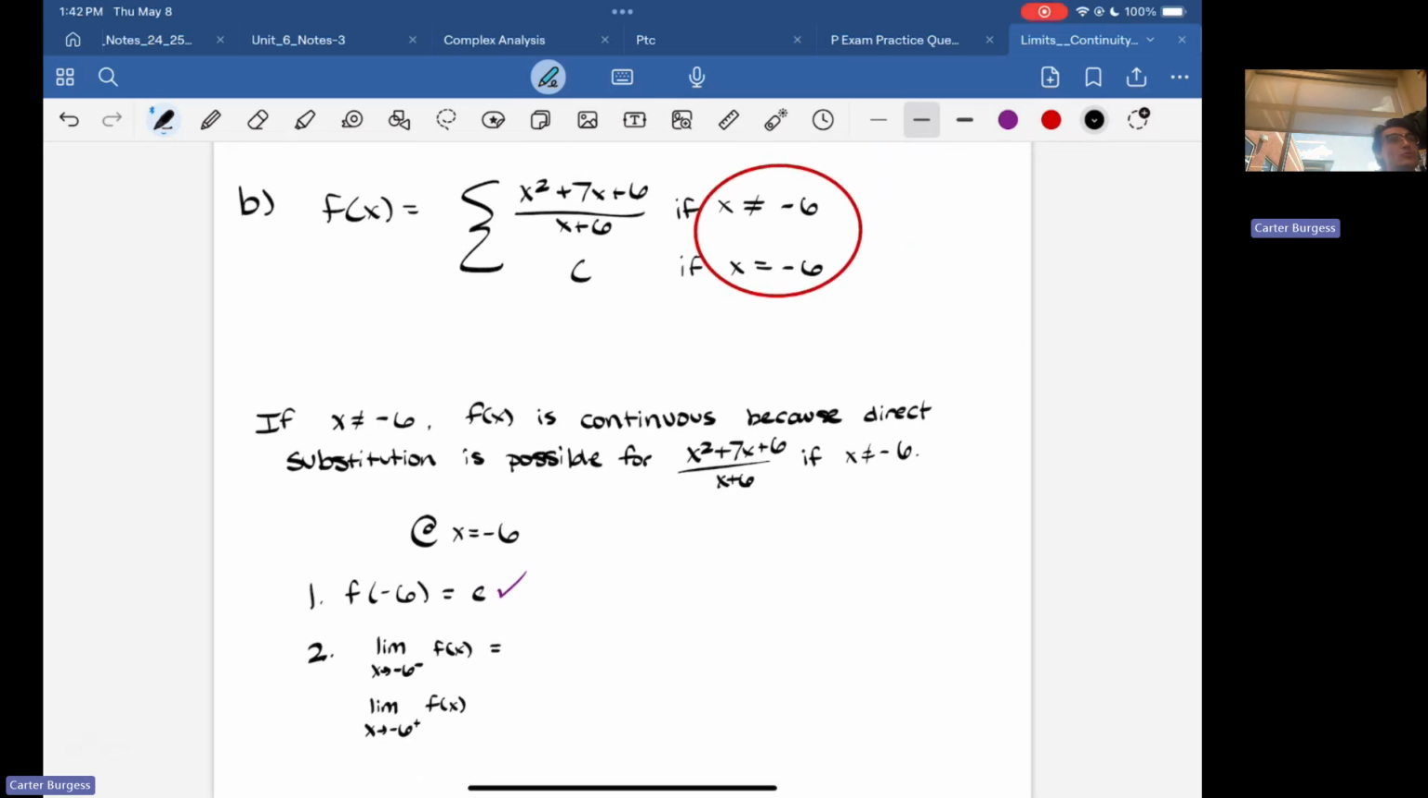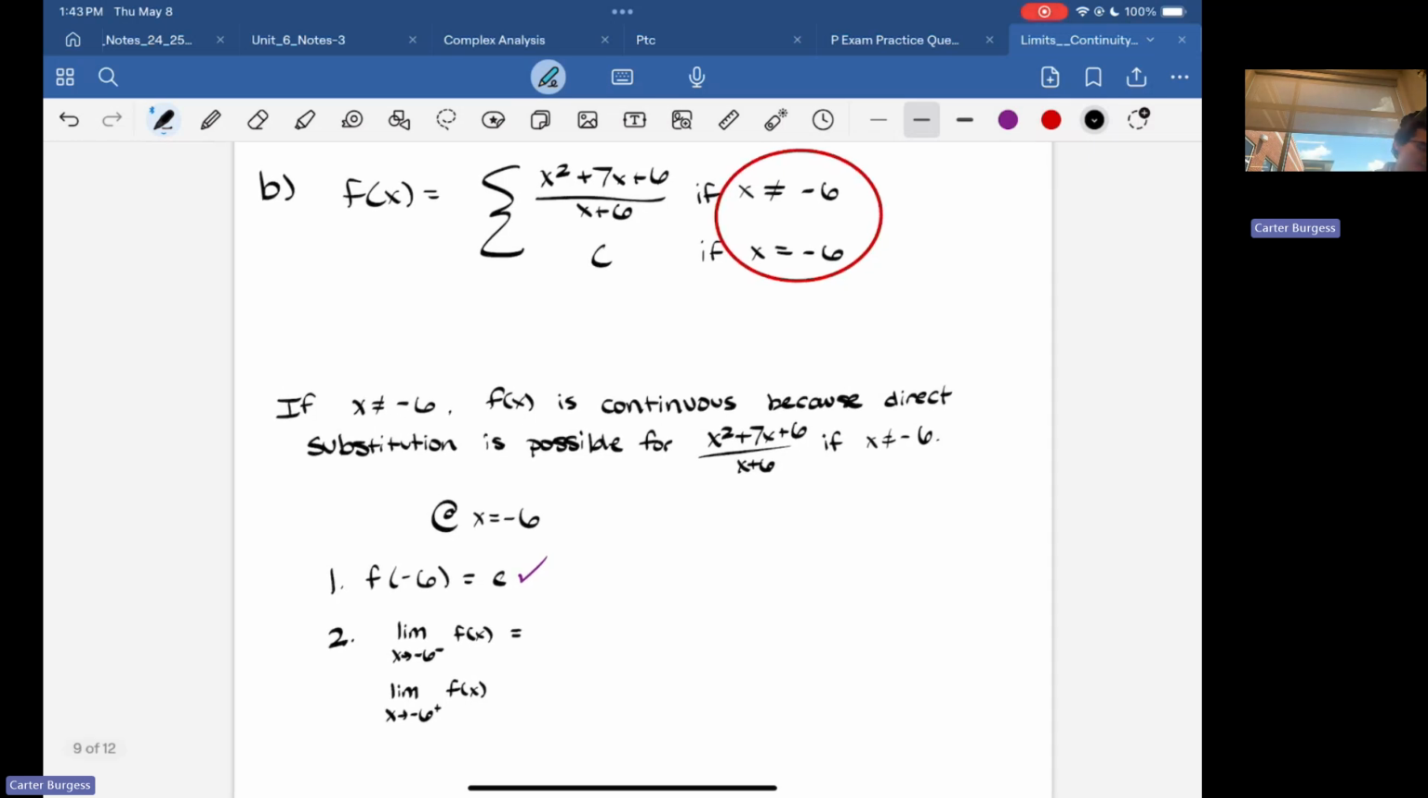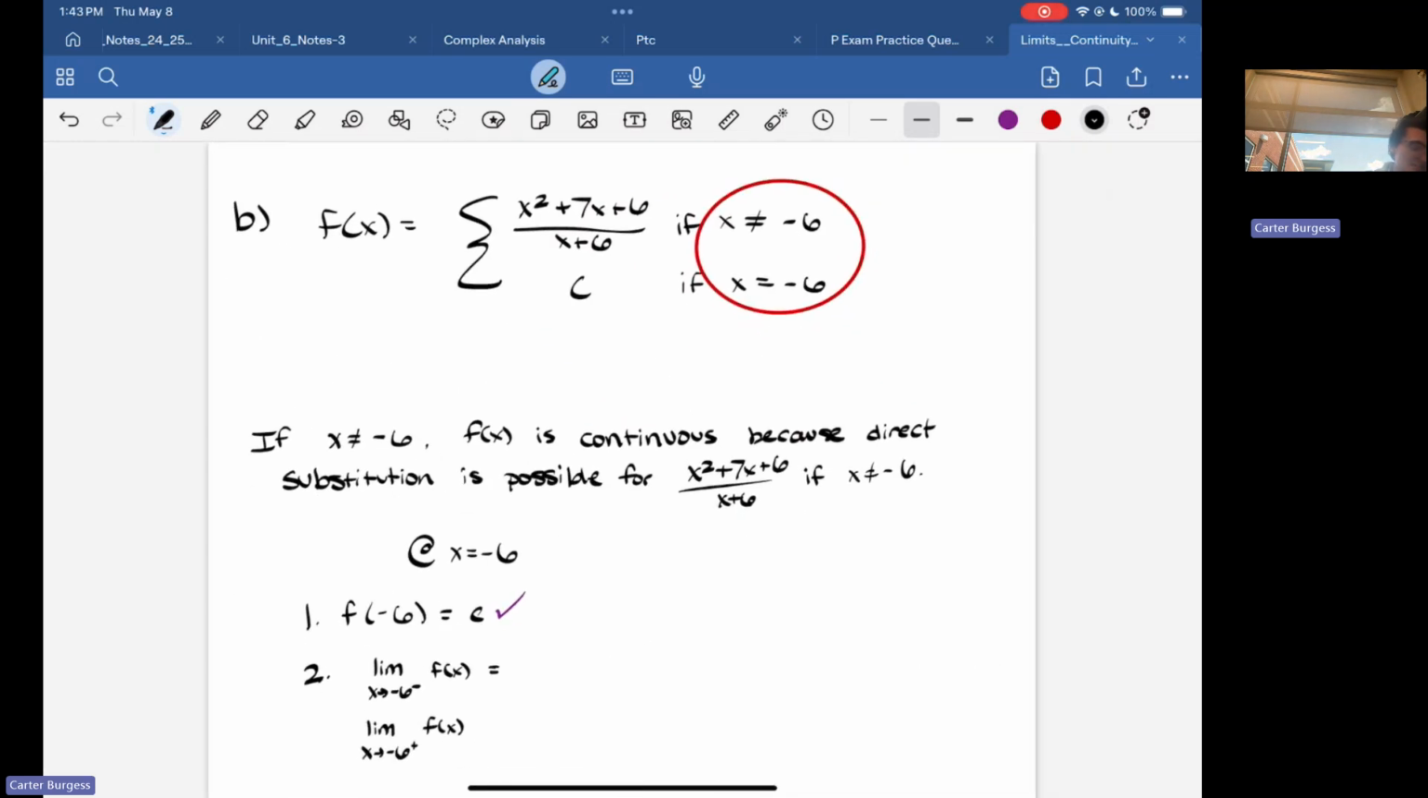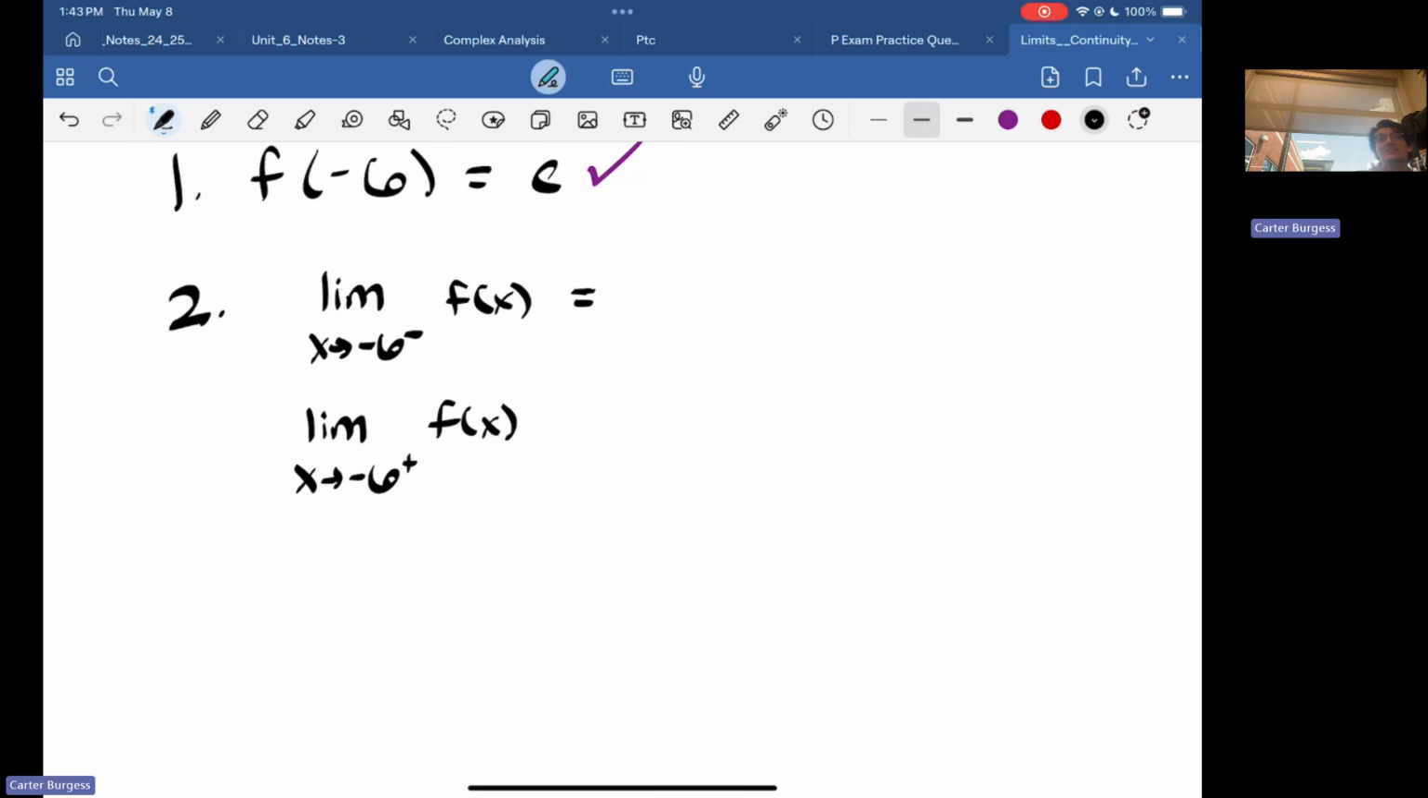Left and right. We're using the... Harrison, sorry, you said it and I missed it. Top function, yeah. Notice not equal to -6 means that if I'm a little bit to the left of -6, I'm going to be using that function. If I'm a little bit to the right of -6, I'm going to be using that function.